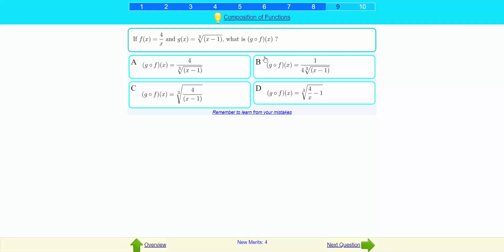I like that they have complicated matters for us, but no worries. So what is g, the composition of f and g of the power of x? You would have f of x first, so 4 over x minus 1.